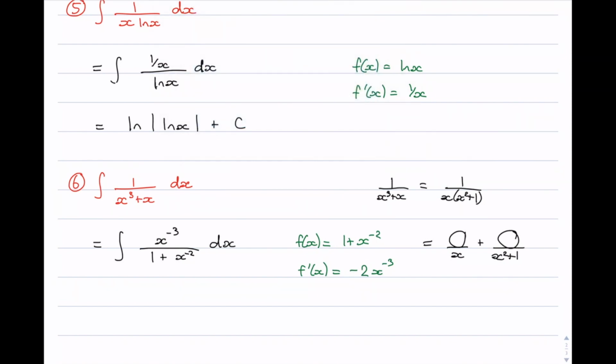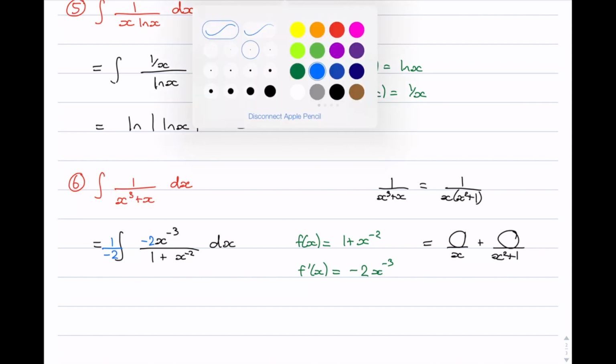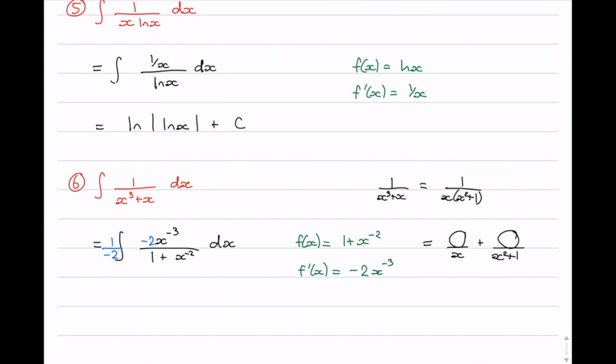So if I multiply the top by negative 2 and then divide by negative 2, I haven't changed the integral, I haven't changed its value. But what I do have is a fraction where the denominator is some function and the numerator is its derivative. I actually have a log integral here. Let's change to black. So this is going to be minus 1 on 2 times log of the denominator, which is 1 plus x to the negative 2, plus c. And that's actually our final answer.